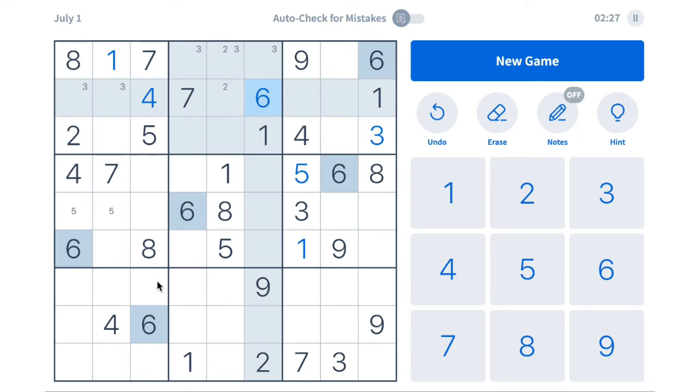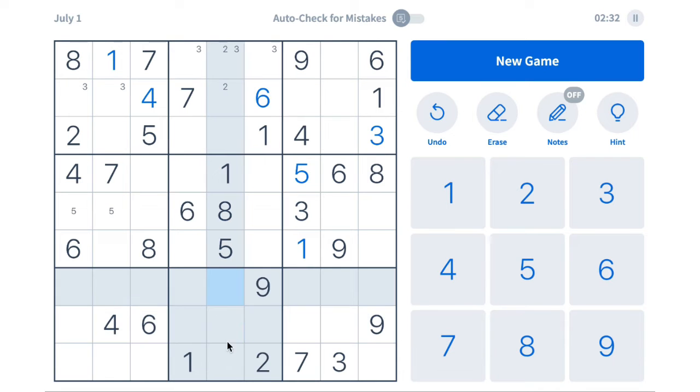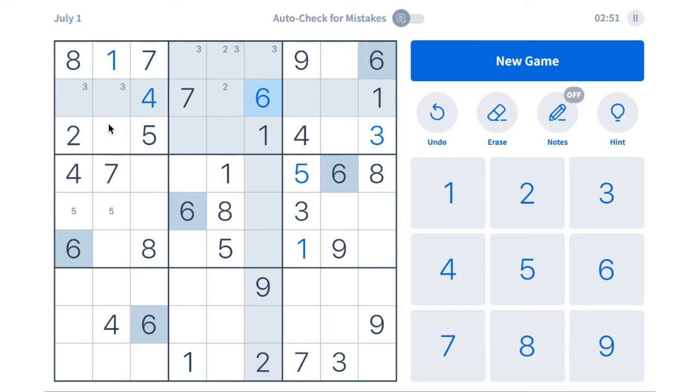This must be a 6 for the same reason. It can't be placed here because of that 6. It can't be placed here, so this is the only possible option for the 6, because we need a 6 in this square. So 6 can't be placed here, can't be placed here because of that 6, and it can't be placed here. So this is the only possible option for the 6. Then this is the only possible option for the 6. Then this is.